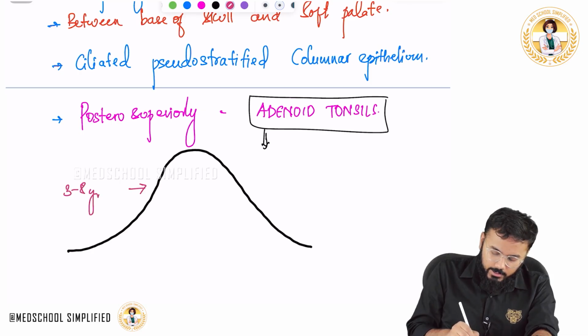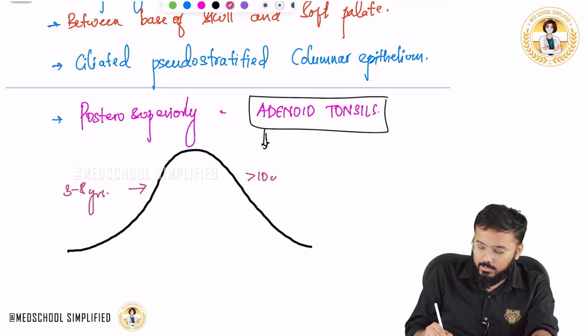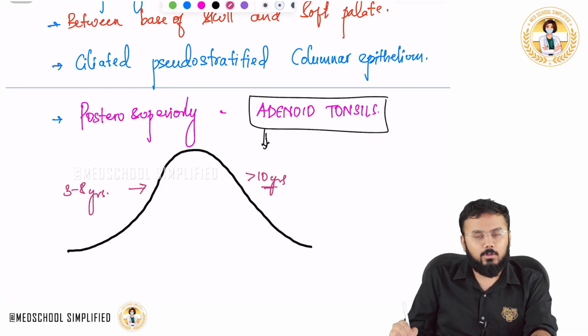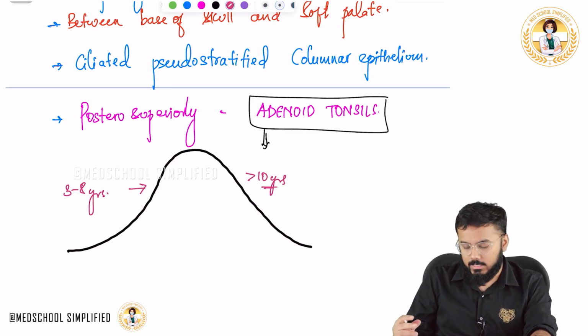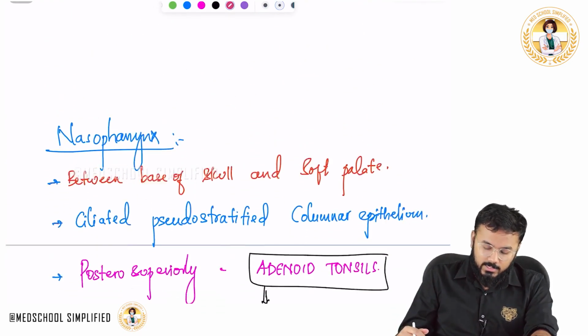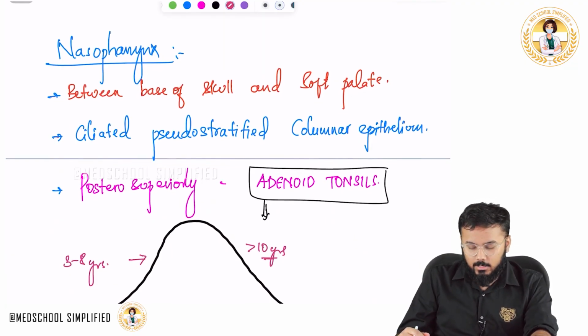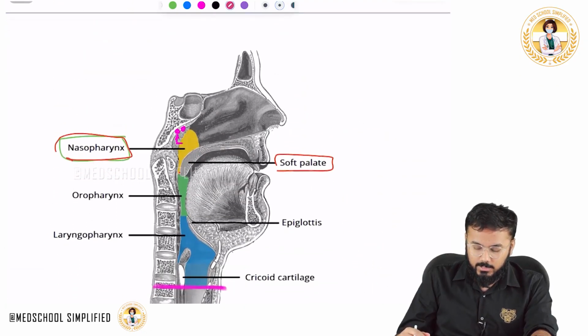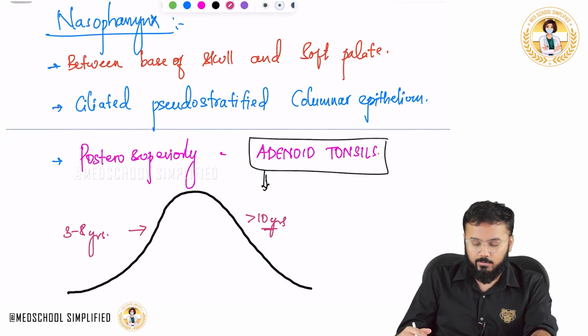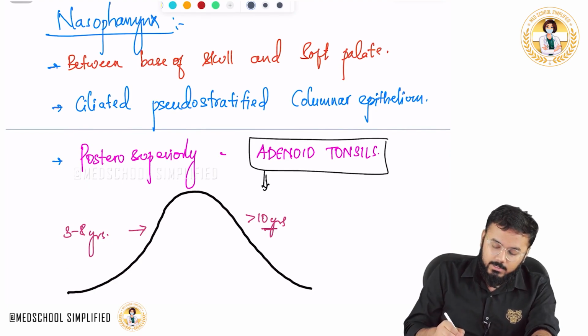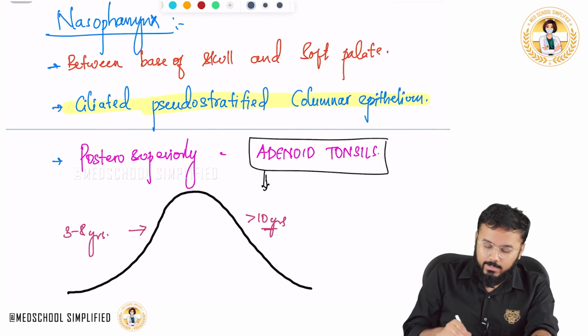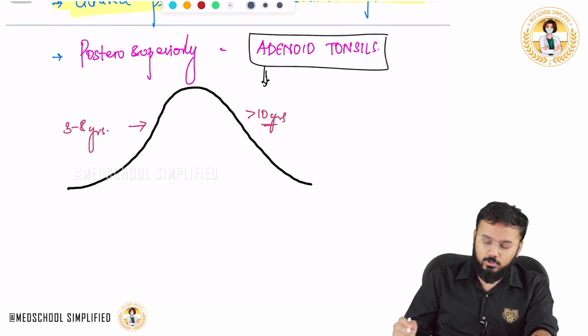Between 3 to 8 years, and after 10 years, slowly these adenoid tonsils start to descend down. Okay, they start to regress. Now these are some of the important things which you need to know regarding the nasopharynx, right? So what are the things we discussed? Nasopharynx ranges all the way from the base of the skull till the soft palate. Lined by what epithelium? It is lined by pseudostratified columnar epithelium, right? Next, posterior-superiorly, we have got the adenoid tonsils, right?